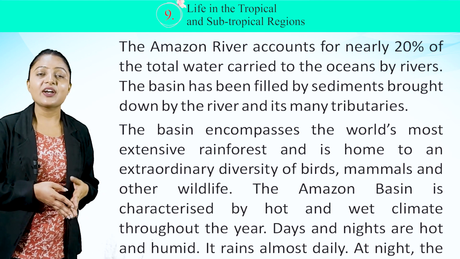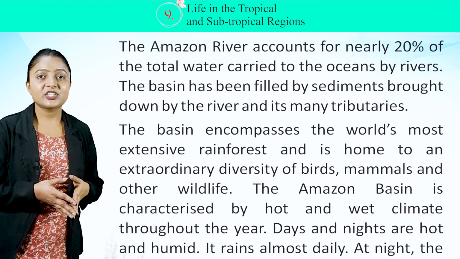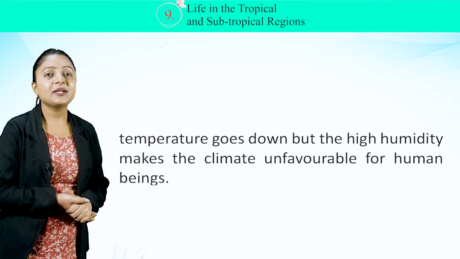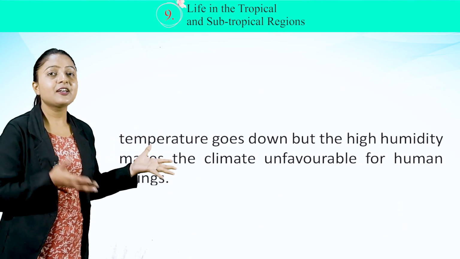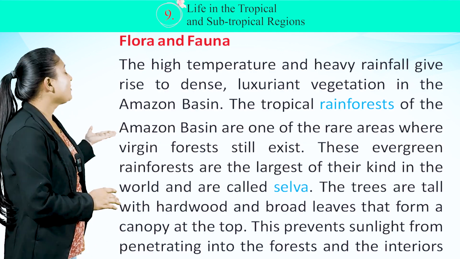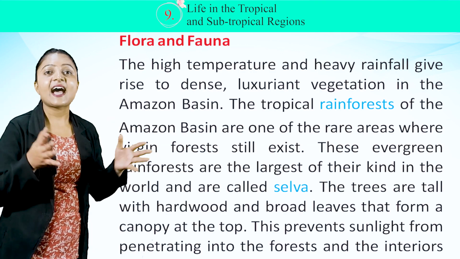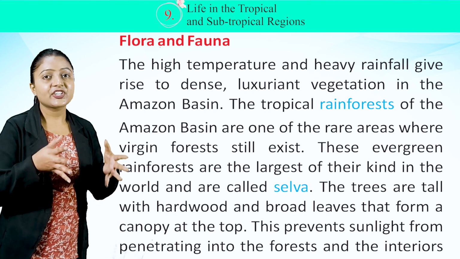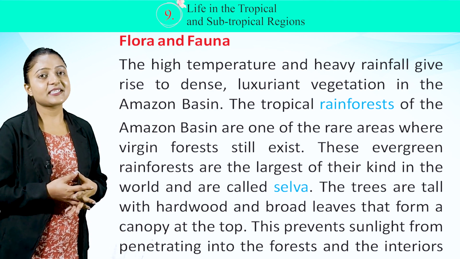Days and nights are hot and humid. It rains almost daily. At night, the temperature goes down, but the high humidity makes the climate unfavorable for human beings. Flora and fauna. The high temperature and heavy rainfall give rise to dense, luxuriant vegetation in the Amazon Basin.